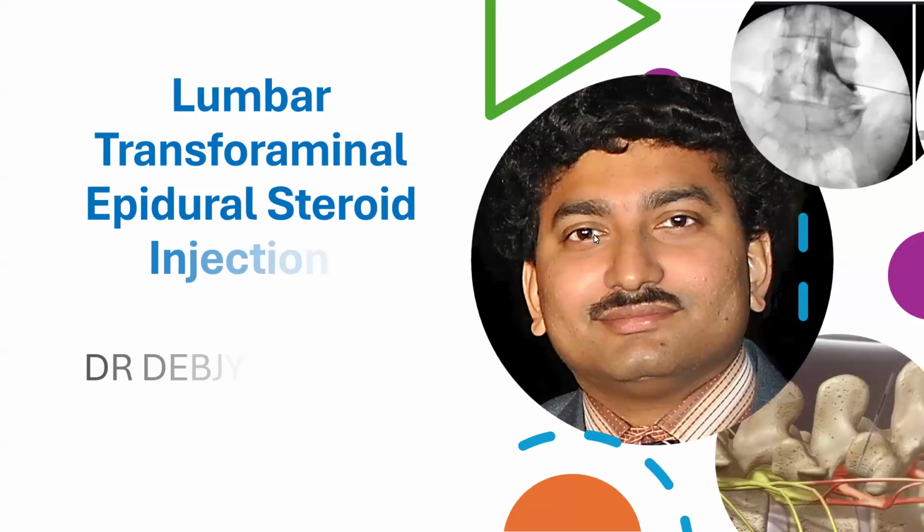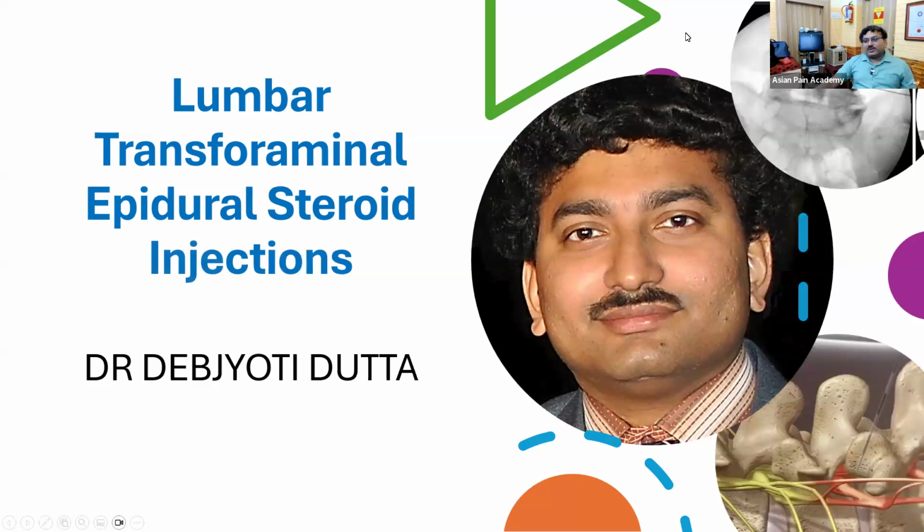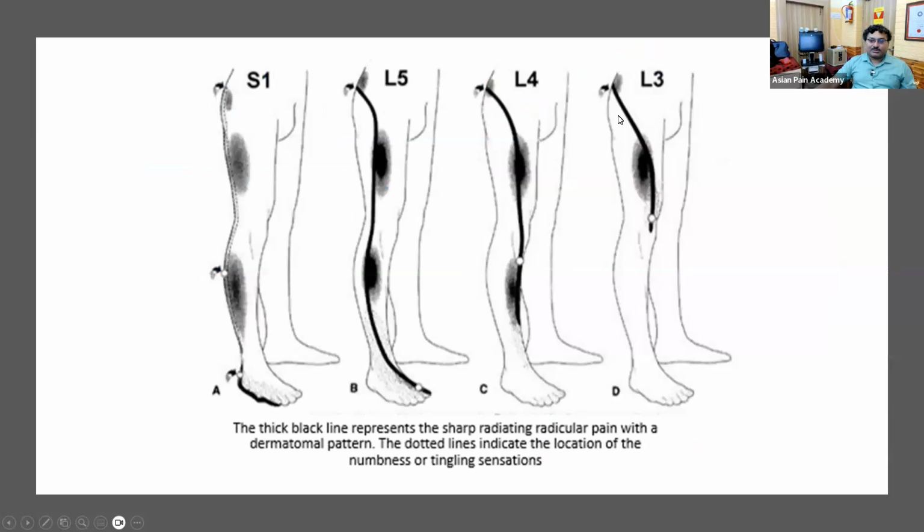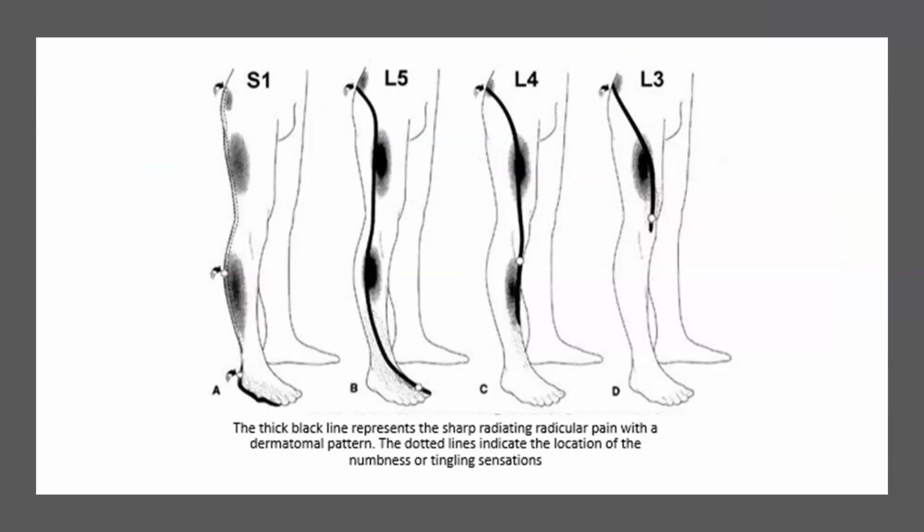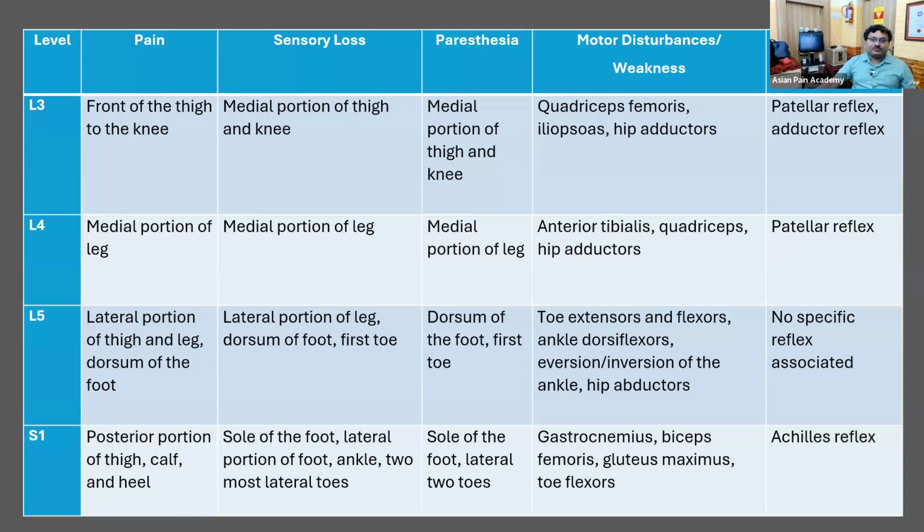Okay. So let's start with the lumbar transforaminal epidural steroid injection. This is one of the most common procedures that's done by the pain physicians. So the clinical picture that we already know is that if it is involving the L5, it goes towards the great toe. If it is involving the S1, it is going towards the little toe, whereas L4 is slightly above and L3 is further above.